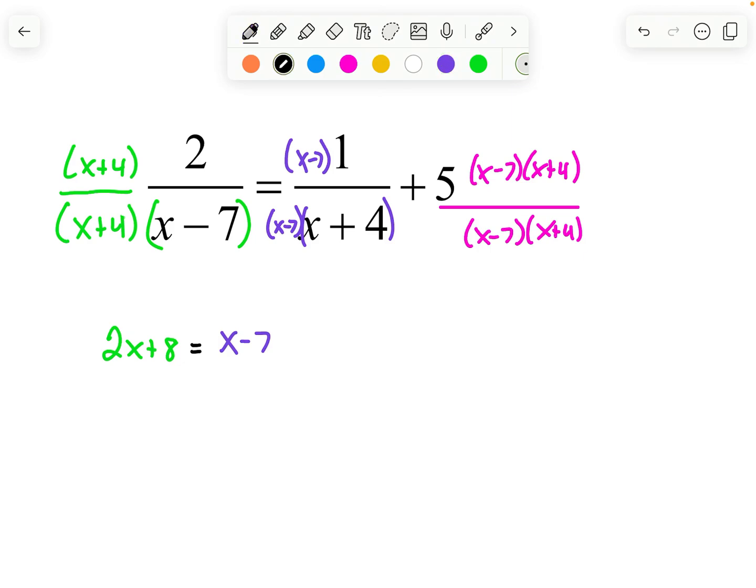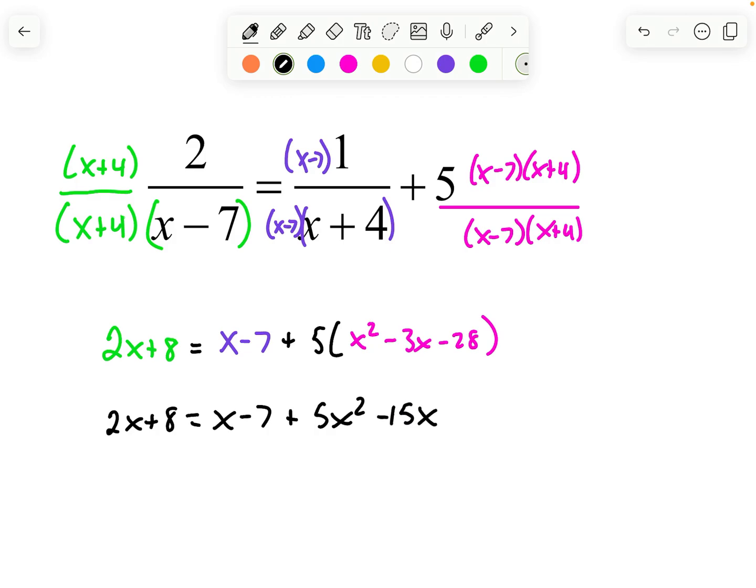And then plus we have 5 times, the pink things multiplied together are x squared plus 4x minus 7x, so minus 3x minus 28. Then we got to distribute the 5. So 2x plus 8 equals x minus 7 plus 5x squared minus 15x, and 28 times 5 is 140. Okay.